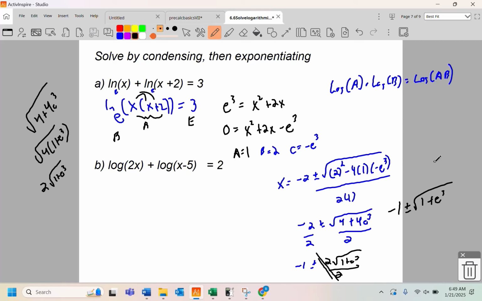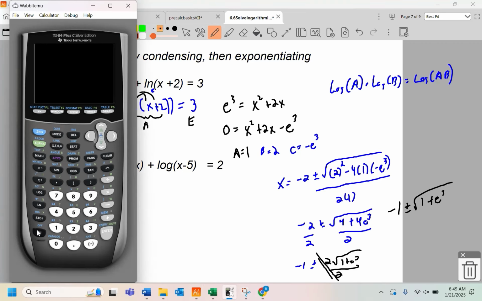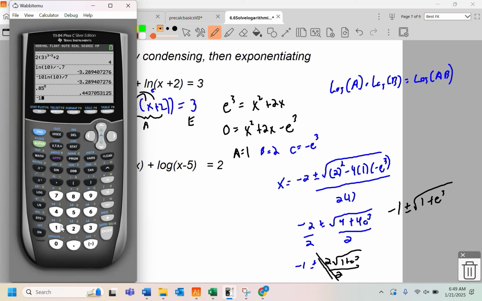Well, which one is it? All right, which one is it? Let's look at our domain. I know that x is bigger than 0, and I know that x plus 2 is bigger than 0, so x is greater than negative 2. So I don't know which one of those two answers I get to keep. I'm pretty sure I get to keep one of them. Let's see what the TI-84 says. You have negative 1 plus the square root of 1 plus e cubed. Second ln will bring up e. Okay, that's a good answer because that's 3.59.